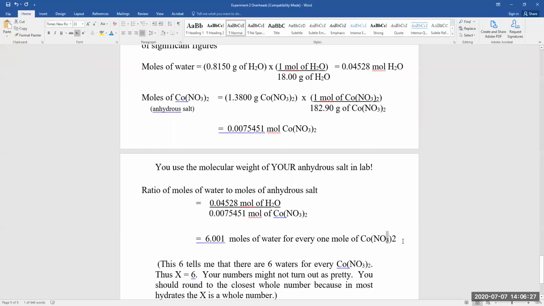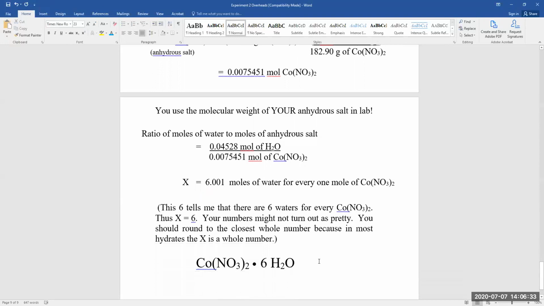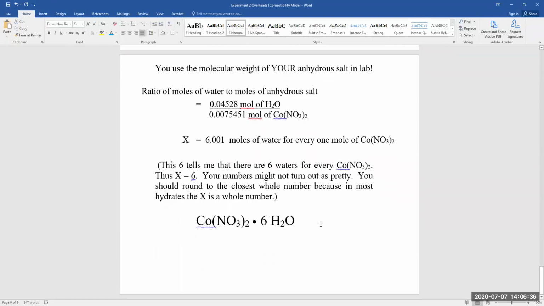I subscripted here, so I do this right. So this is my X. That's telling me that the formula is cobalt(II) nitrate hexahydrate, hexa for 6. So there are 6 water molecules for every cobalt nitrate. And realize again, with 4 significant digits I have something slightly different from 6, but we know X has to be a whole number, so it's 6.